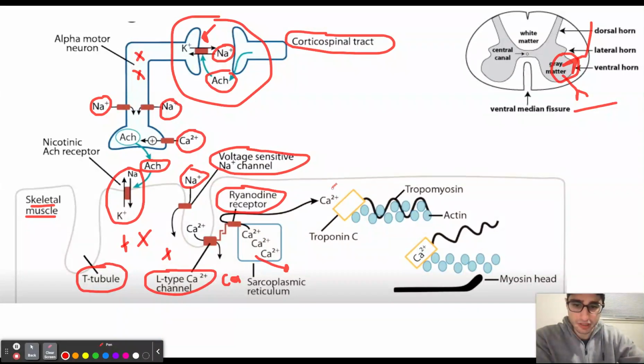Once the calcium is released from the sarcoplasmic reticulum, calcium is then going to bind to troponin, and troponin is going to then cause the tropomyosin to be displaced from the actin, so that myosin binding sites on actin are open for myosin to bind, and so then myosin is going to bind to actin and then ultimately cause muscle contraction.